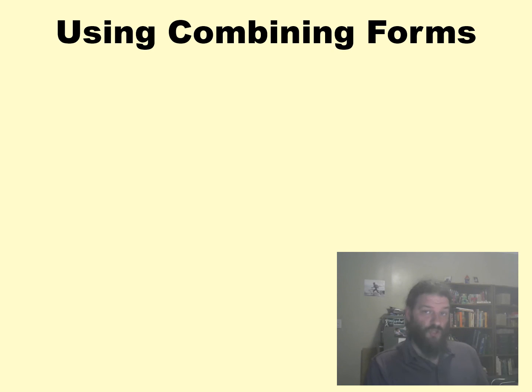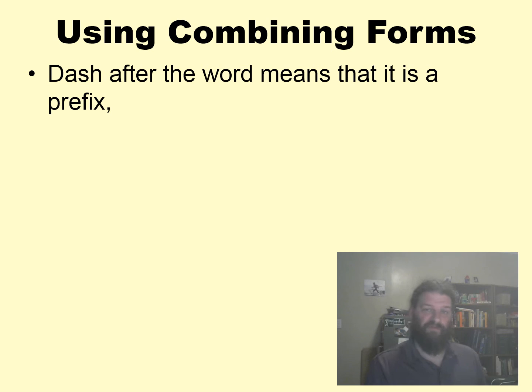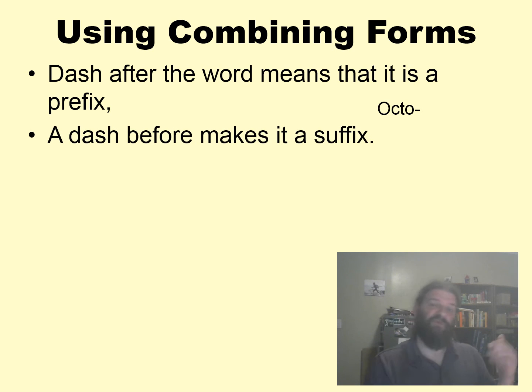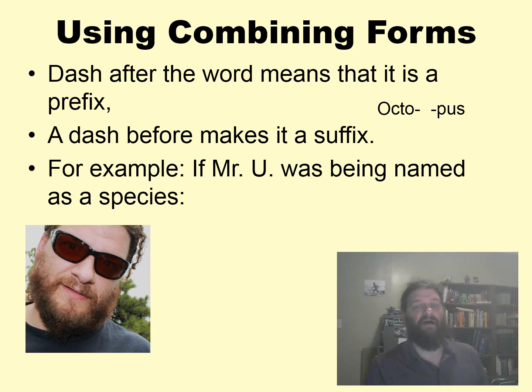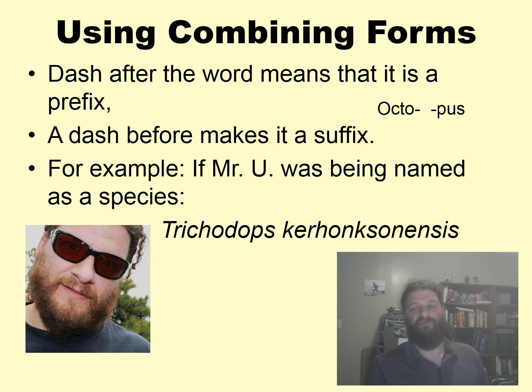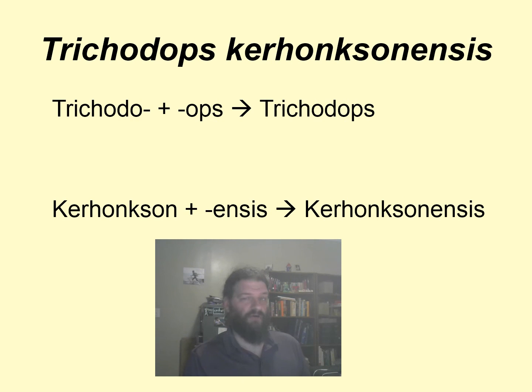Again, when it comes time for you to start making these words out of combining forms, you want to pick a prefix and a suffix. The prefix has the dash after it, like octo, and the suffix has the dash before it, like pus, and you put those 2 together. If I was going to name myself as an individual species, I would call myself Trichodops kerhonksenensis. Tricho for hairy, ops for head, ensis, like we said, for coming from, and Kerhonkson. So I am the hairy head from Kerhonkson.